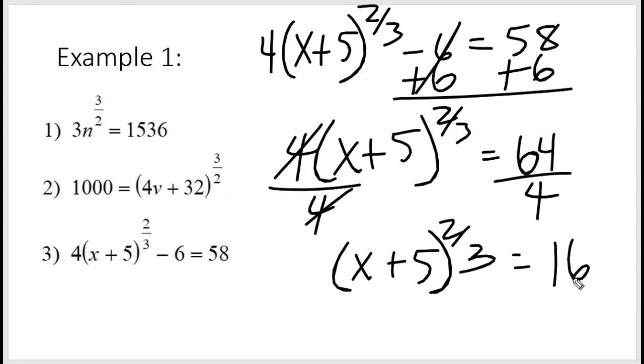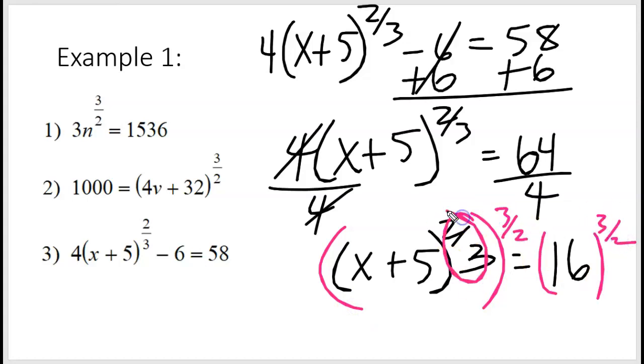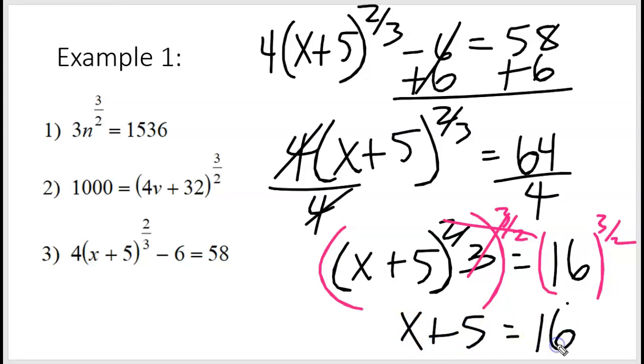Step 2 is we want to get rid of the power. So I'm going to raise both sides to what power now? 3/2. I want to do the reciprocal of whatever this one is. So in this case, this is different this time. We're raising both sides to the 3/2 power. And once again, these cancel. So I'm going to be left with x plus 5 equals 16 to the 3/2 power.